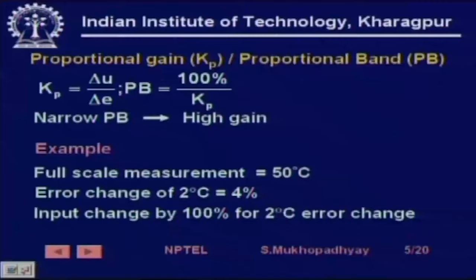So in such a case, a 4% change in error causes a 100% change in input. So the proportional band in this case is 4%. So this is the meaning of the proportional band.